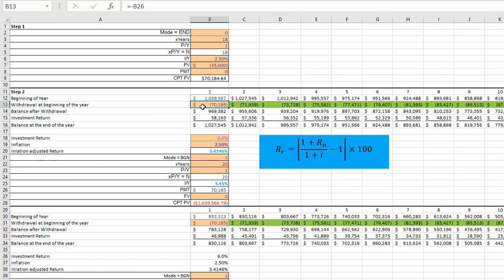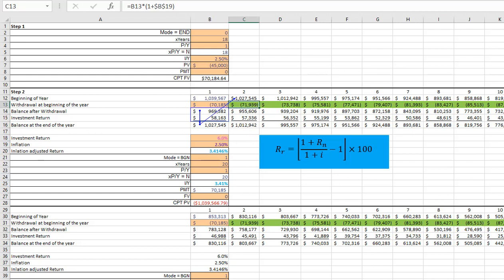So you can see here at the beginning of year one, we're going to take out that first withdrawal for the first year. Balance goes down to $969,382. We're going to earn 6% interest on that because we have a balance in our investment account. And so at the end of the year, we're going to have $1,027,545, which is just my balance after the withdrawal, plus my investment return, and that becomes my balance at the beginning of year two. End of year one is the beginning of year two.